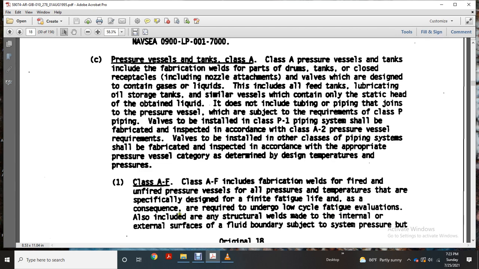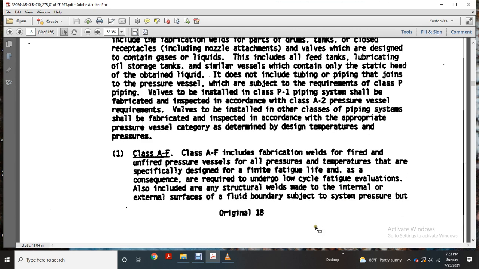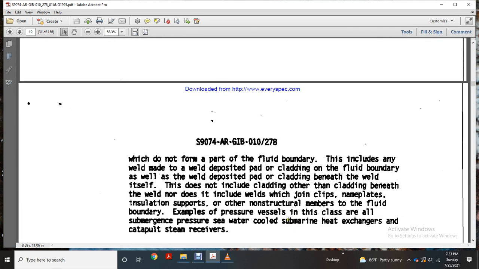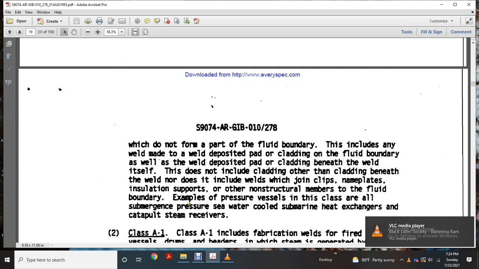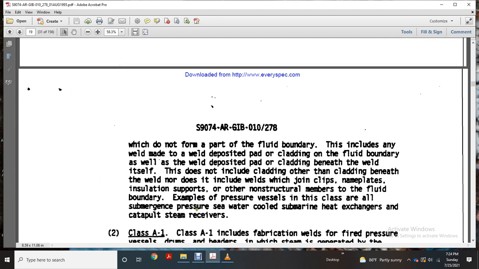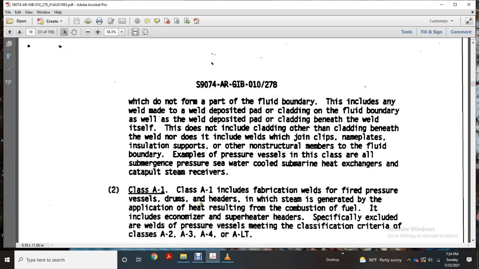Low cycle fatigue evaluation also includes any structural weld made with an internal or external surface of fluid boundary subject to the system pressure, but which is not part of the fluid boundary. That includes the weld made with the weld deposit pad cladding on fluid boundary as well as the weld deposit of the clad beneath the weld itself. It doesn't include the cladding other than cladding beneath the weld. Nor does it include welds to joint clips, nameplates, insulation support with another non-structural member of the fluid boundaries. Examples of the pressure vessels in the classes are all submerged pressure vessels, seawater cooled submarine heat exchangers, and steam receivers.